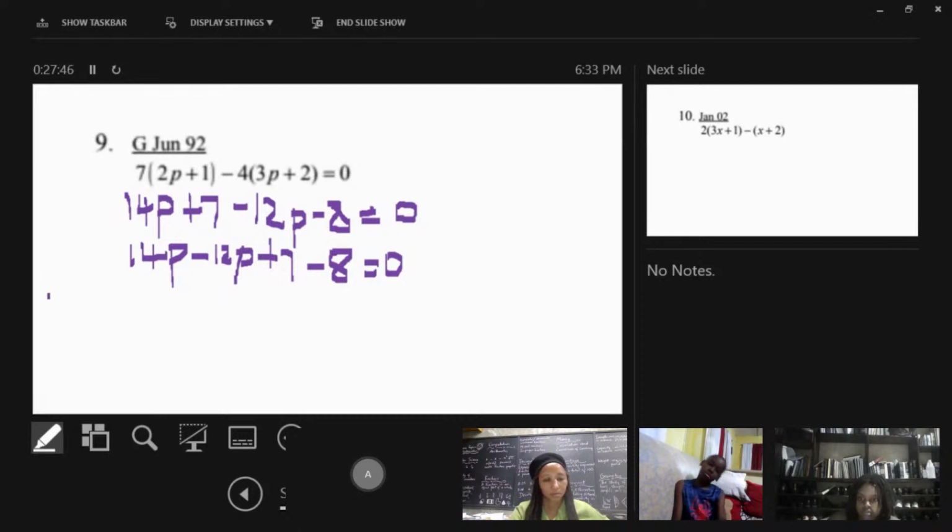So that's 2p. What is 2p? 14p minus 12p. Okay. And then we put the equal sign back. We're going to carry over, work this first. 7 minus 8 is negative 1.